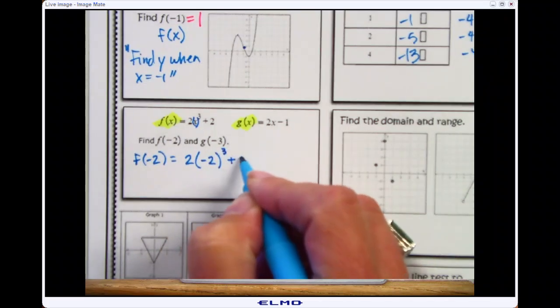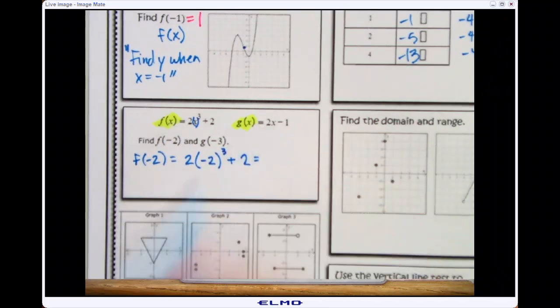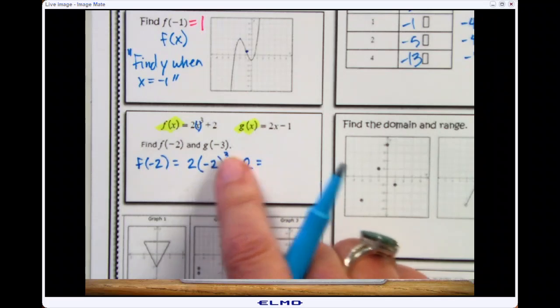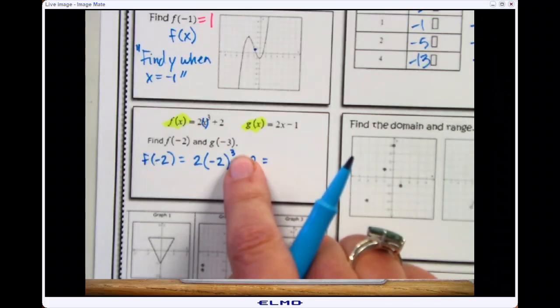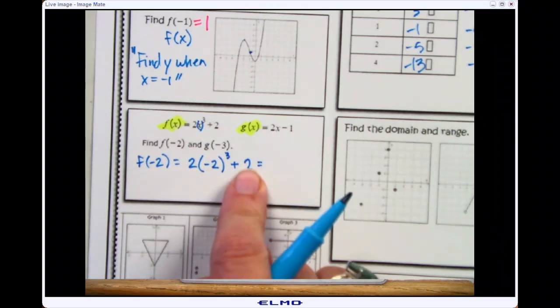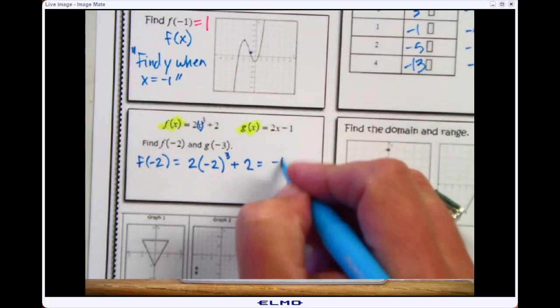That's a lot of 2's in a row right there. You can type this in your calculator and hit enter, or we can do order of operations ourselves. Negative 2 raised to the third power. Negative 2 times negative 2 times negative 2 is a negative 8. Times 2 is a negative 16. Plus 2 is a negative 14.